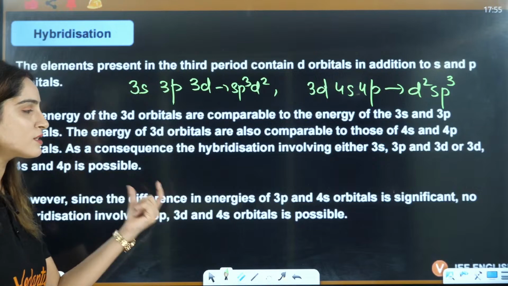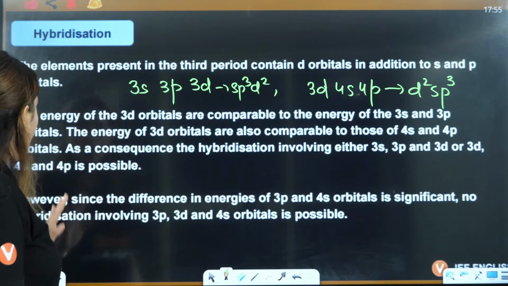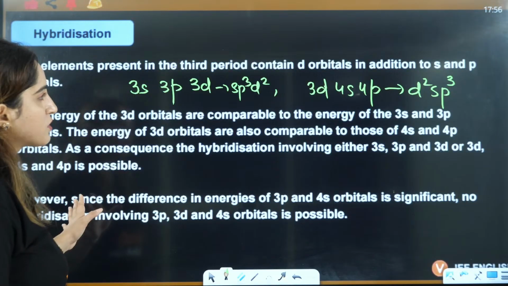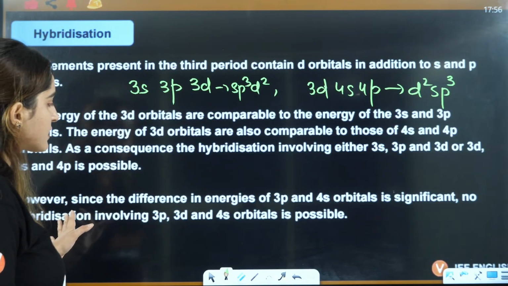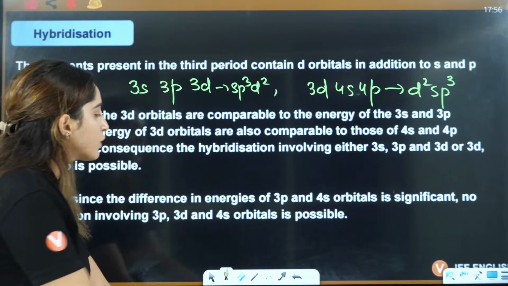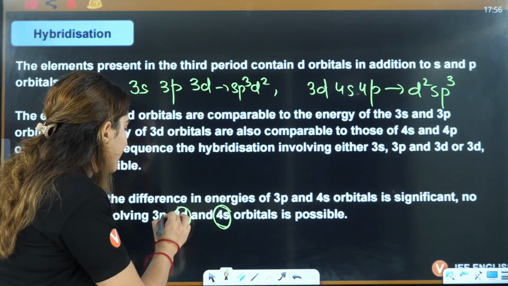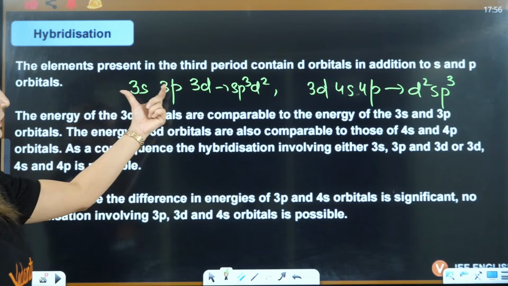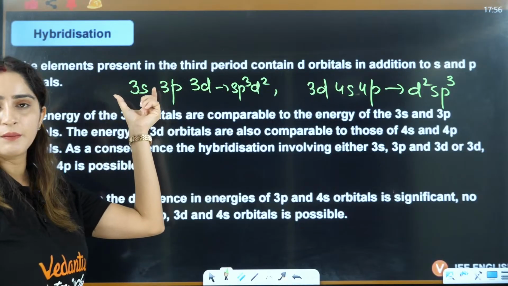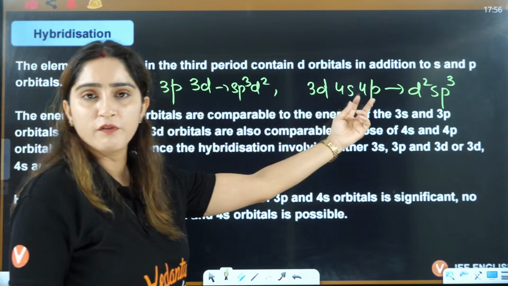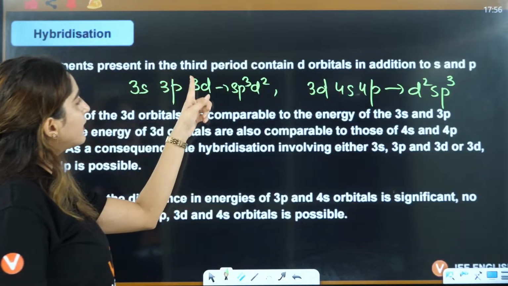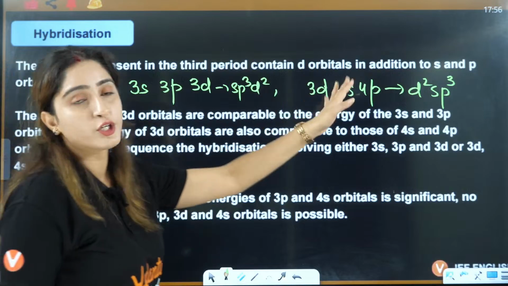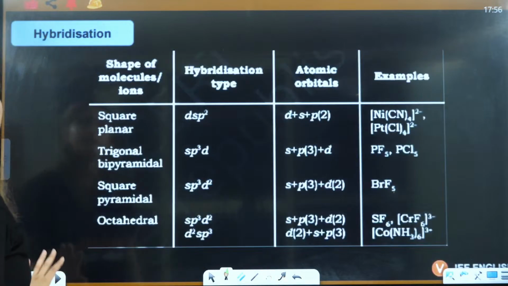However, since the difference in energies of this and this is significant, no hybridization involving 3p, 3d, 4s orbitals together is possible. Okay, right? So it's not like you will have one 4s and one 3d and one 5p. This is not possible, right? Either with these two sets, 3s and 3p will always go together and 4s and 4p will always go together. Either 3d will be linked with this one, then you will have outer octahedral, and here you will have inner octahedral, right?